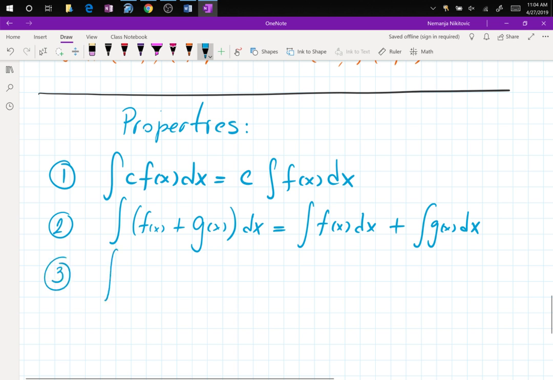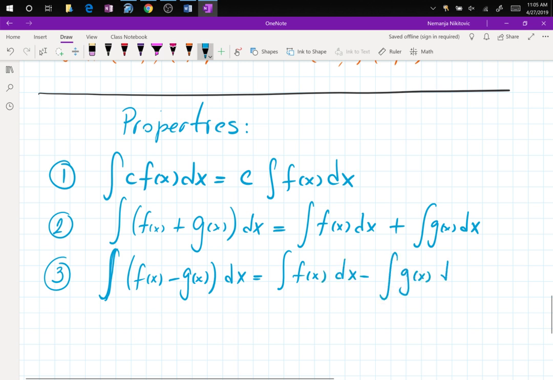Number 3 is the same rule for subtraction. So the integral of f of x minus g of x dx is going to give us the integral of f of x dx minus the integral of g of x dx. And that completes our properties.